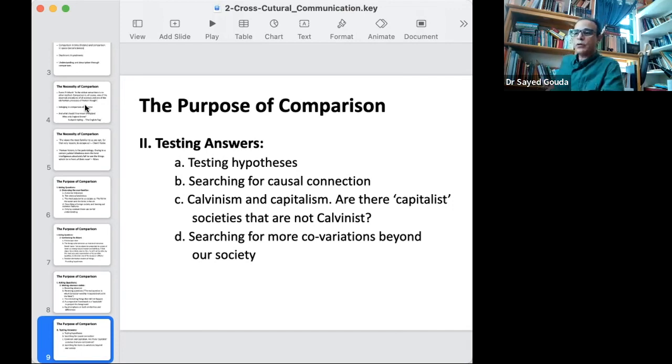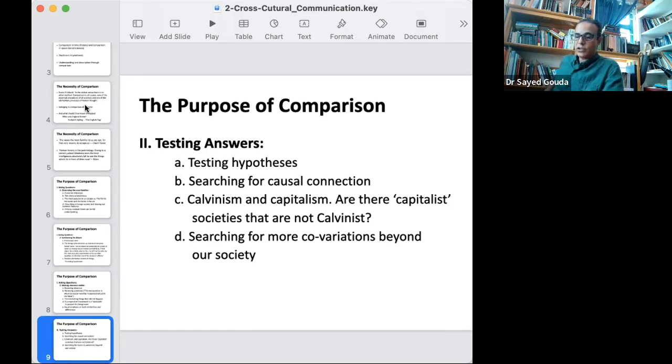When we test our answers, we also need to search for causal connections. We always ask why and how, why things happen this way and how it happened, trying to find the causal connection, the reason, the cause and effect. For example, we can ask questions, and this example has been brought forward by Max Weber, the German sociologist and anthropologist.